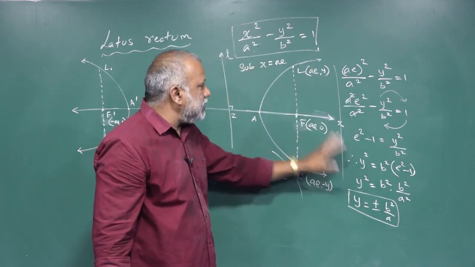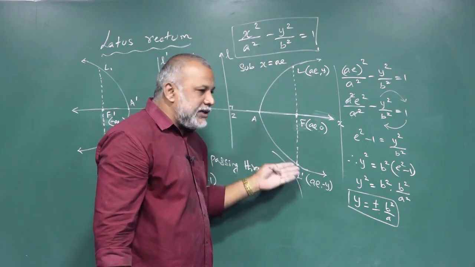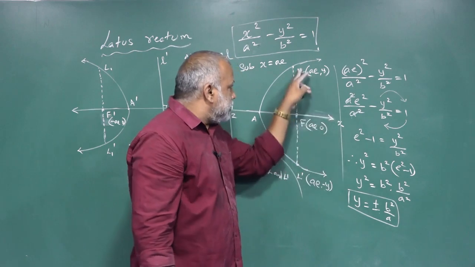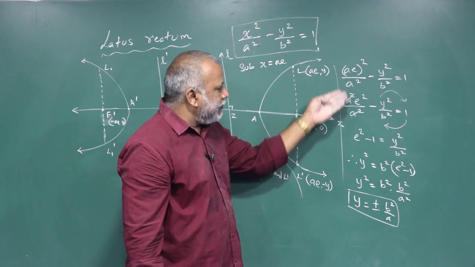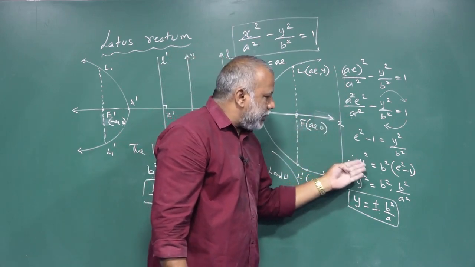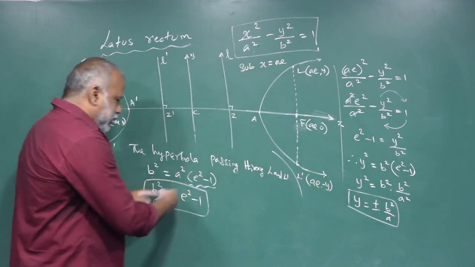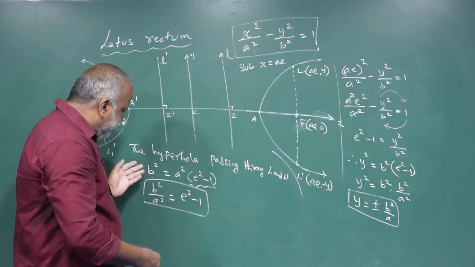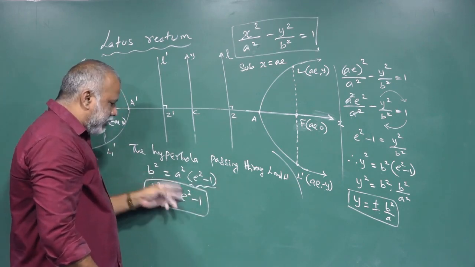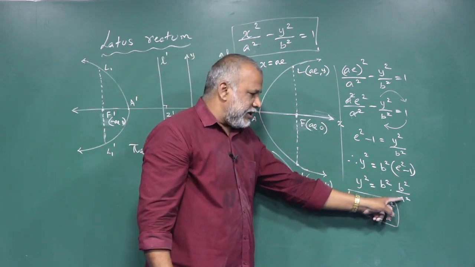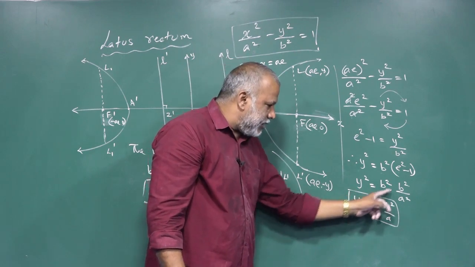See this result. This is the standard equation of the hyperbola, passing through the point L and L dash. What is the meaning of L and L dash? These 2 points are called endpoints of the latus rectum. Then substitute x equals ae, then simplify. You are able to derive y squared equals b squared of (e squared minus 1). Then we replace this e squared minus 1, which we already worked out in the standard equation of the hyperbola: b squared by a squared equals e squared minus 1. Just replacing, we get b squared by a squared. Then the value of y equals plus or minus b squared by a.